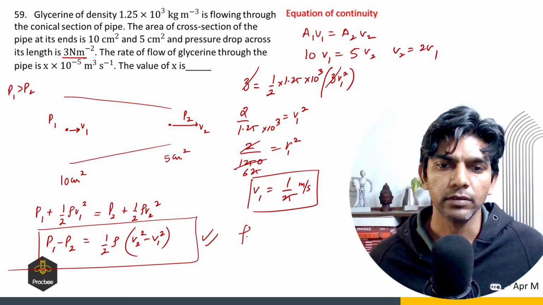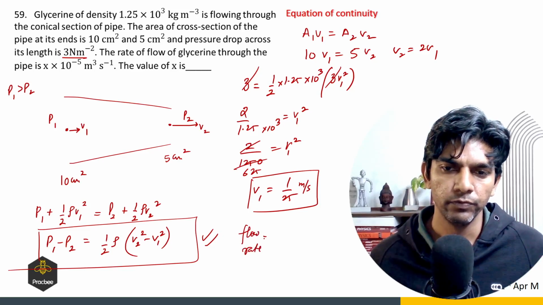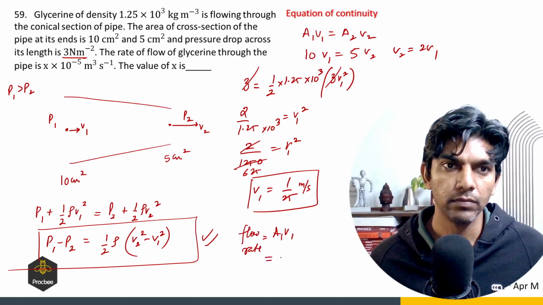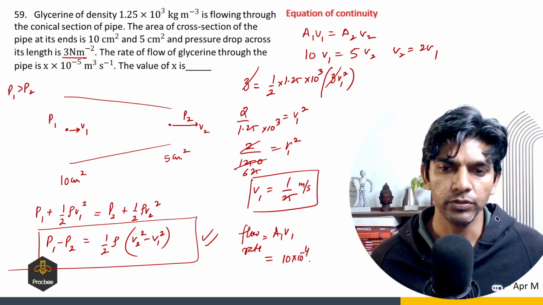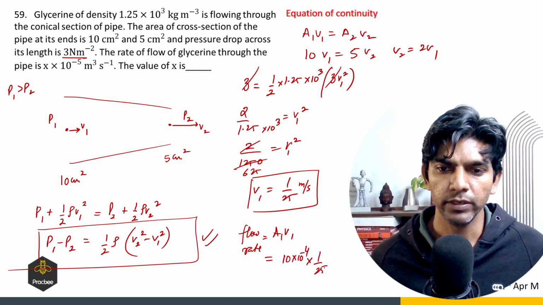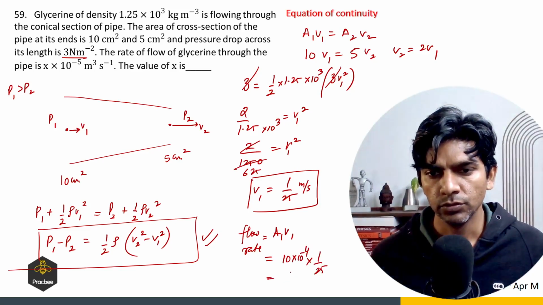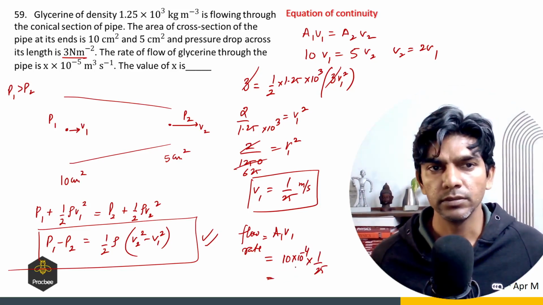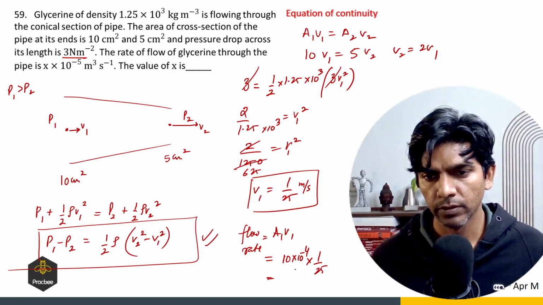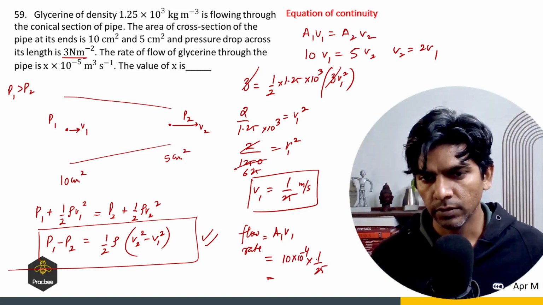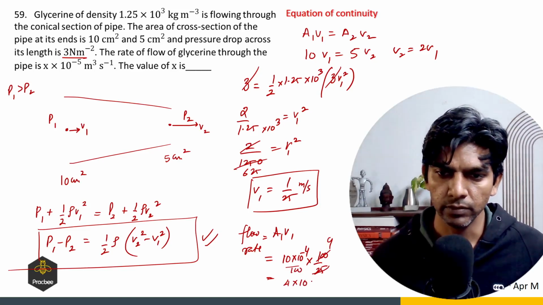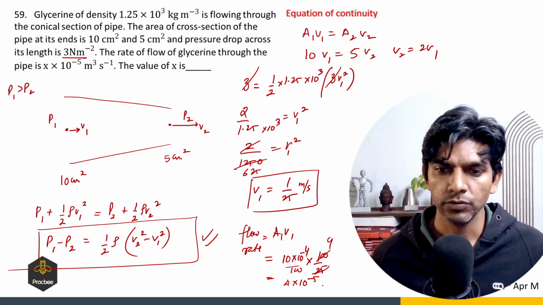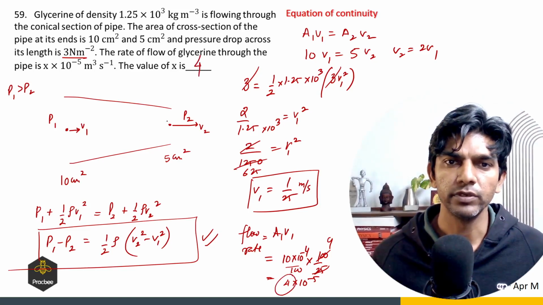So the flow rate will be A1 V1. A1 is 10 into 10 raised to power minus 4, and V1 is 1 by 25. And we have to find the answer in SI units only. So we can write this as 100 divided by 100. So that will be 4. So 4 into 10 raised to power minus 5. So the answer will be 4, right? So 4 is the answer of this question.